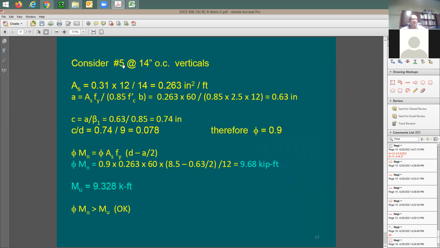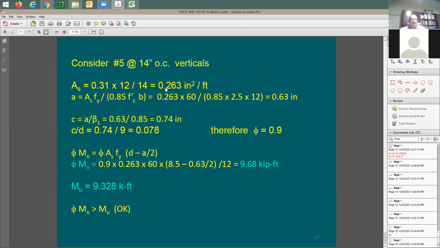So we're going to be doing here number 5 at 14, because the problem itself says consider the use of number 5. So don't change the rebar size, just reduce the spacing. Again, the 0.31 is going to be AB. The 14 is the spacing. You divide here by the spacing, and then you multiply by 12, because you're going to have here a 1 foot strip. And here we go.